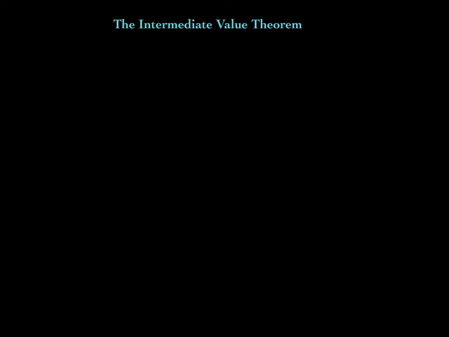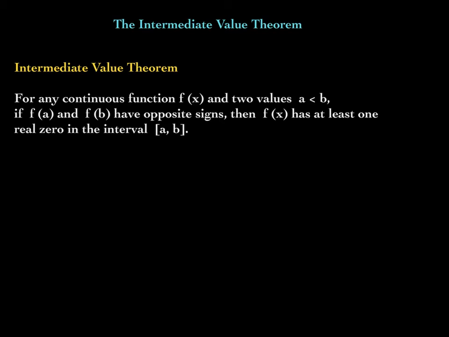Here is the intermediate value theorem. For any continuous function f of x and two values a, which is less than b, if f of a and f of b have opposite signs, so one of them is positive, the other one is negative, then the function has at least one real zero in the interval a to b.